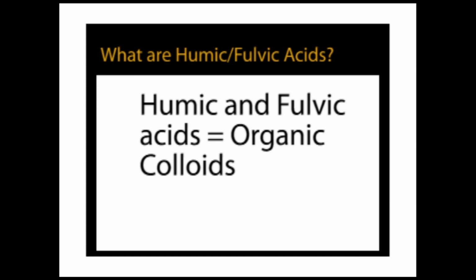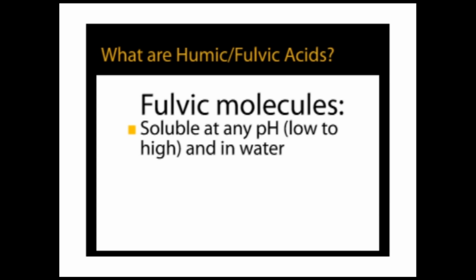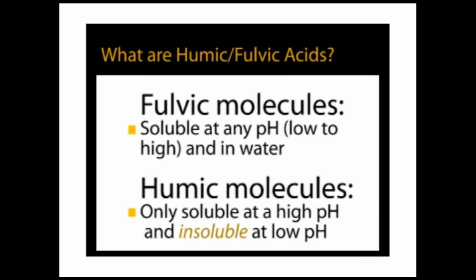Humic and fulvic acids are simply organic colloids ranging from the smallest fulvic acid molecule that may have a molecular weight of 1500 or lower to larger and larger humic molecules with molecular weights ranging from 5,000 to 500,000. The definition of humic and fulvic acids is actually very simple. Fulvic molecules are acid-soluble, low pH, water-soluble, and alkaline-soluble, high pH, whereas humic molecules are only soluble at a higher pH.